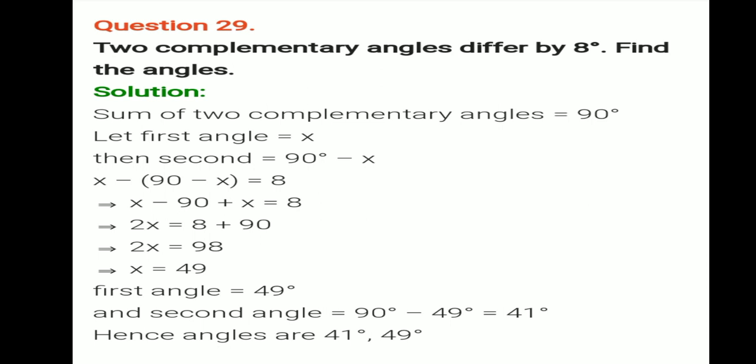Now over here the question is, two complementary angles differ by 8. We know that the sum of complementary angles is 90, but we do not know the angles, so we will suppose the first angle to be x, the other angle will be 90 minus x. So their difference is 8, so the equation becomes x minus (90 minus x) is equal to 8, and you will solve it. And the next sum in your exercise is on supplementary angles. The sum of supplementary angles is 180.